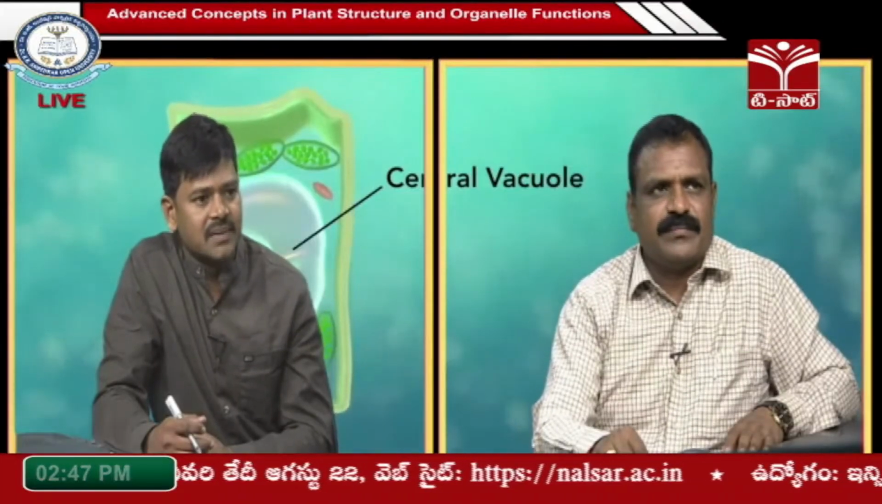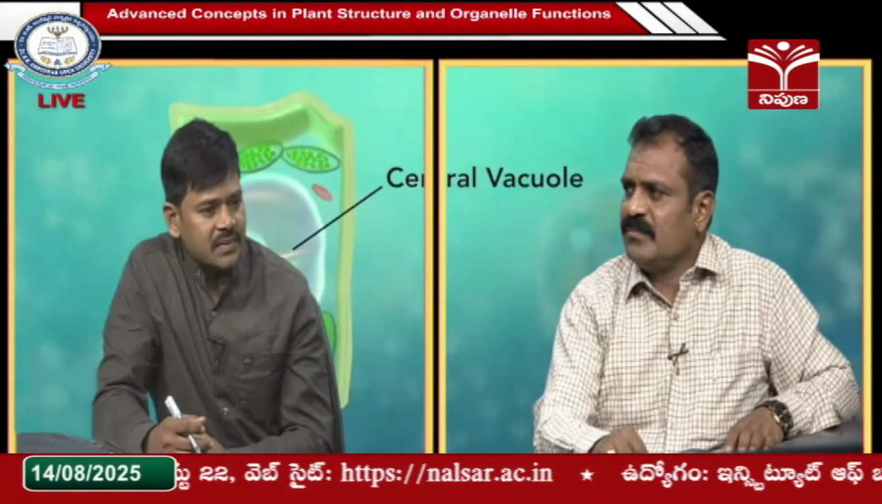Sir, apart from the double membrane organelles, please explain the also very important single membrane cell organelles. What are those? Just give a brief explanation of structure and functions. Sir, previously we discussed the most important cell organelles related to photosynthesis and respiration. Cell respiration is done by the mitochondria, and photosynthesis is done by the chloroplast in all eukaryotes.